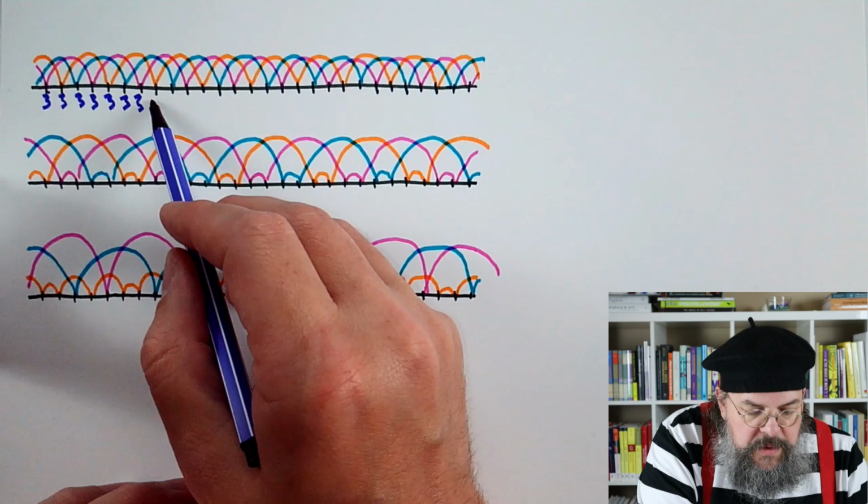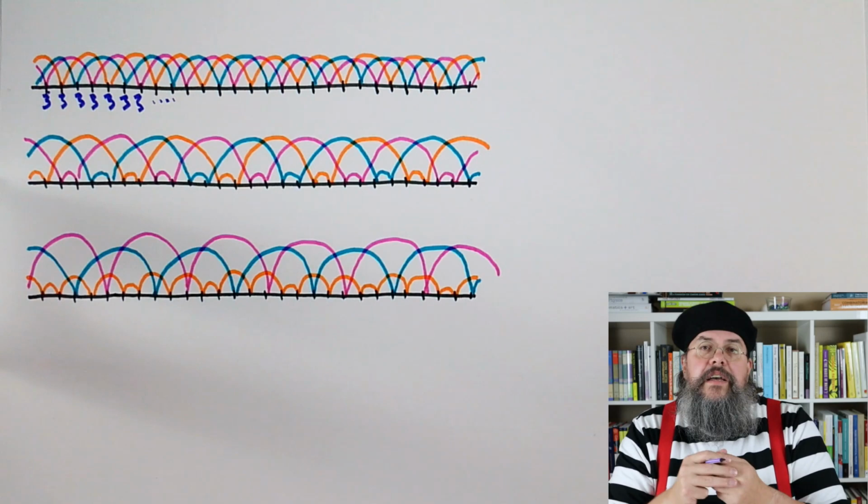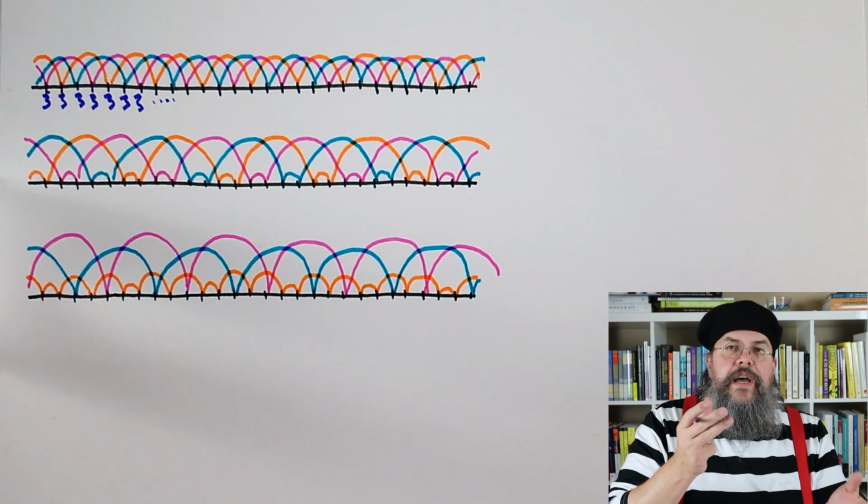So the three-ball cascade is composed of just the same consistent throw, where a throw will land three beats in the future from where you started.